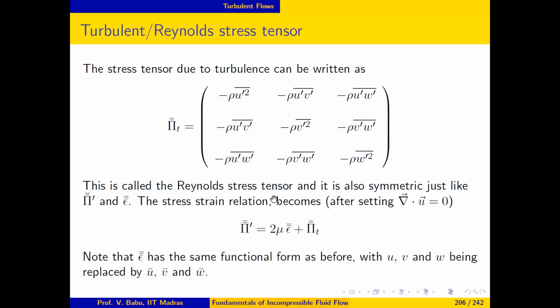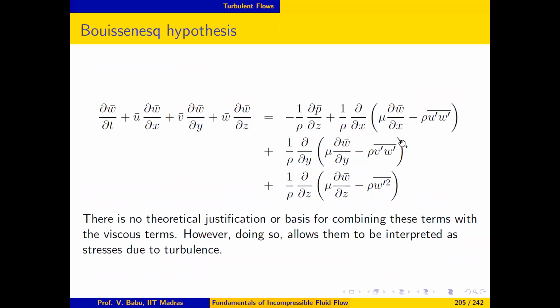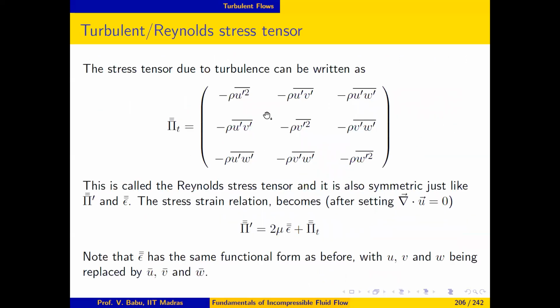Okay, so what we do now is we gather these terms and then write them as a stress tensor due to turbulence. You can see that the diagonal terms have terms like u prime square bar, v prime square bar, and w prime square bar, and all these terms have products of the fluctuations. This tensor is called the Reynolds stress tensor, and it is symmetric, as we already mentioned.